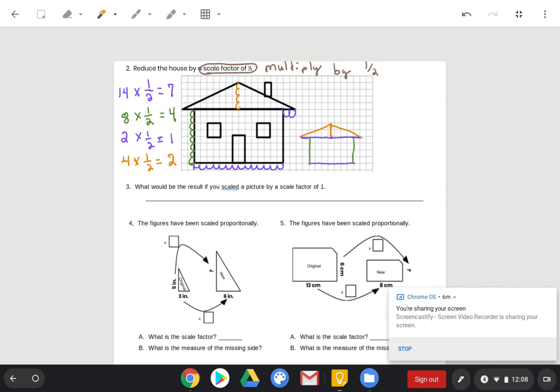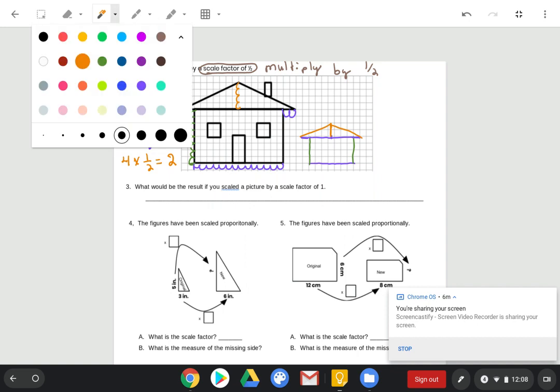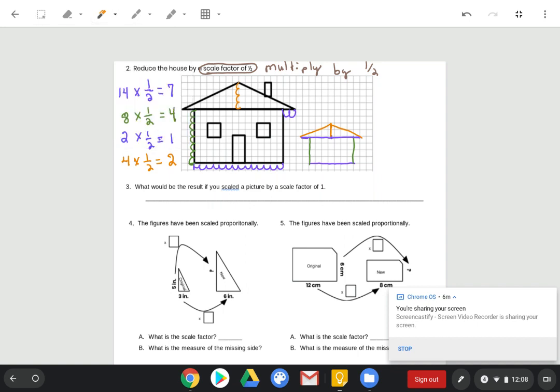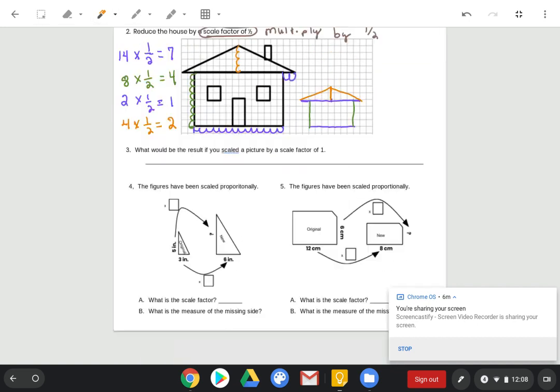When you get finished, your picture should look exactly like the original. The only thing is your picture will be smaller. Okay? Let's move on. I want us to look at problem number 4. So problem number 4 says that the figures have been scaled proportionally.